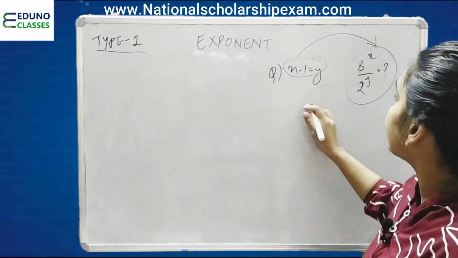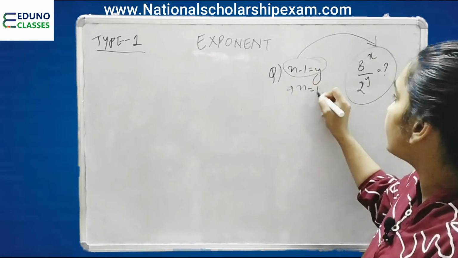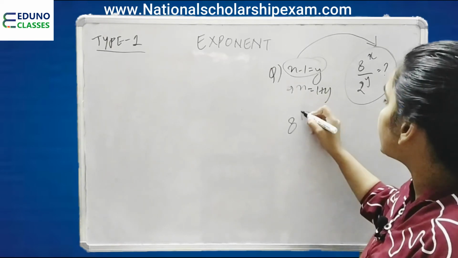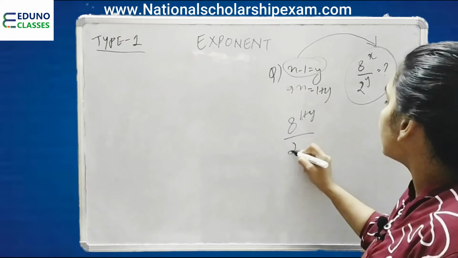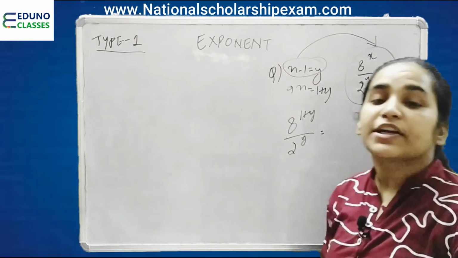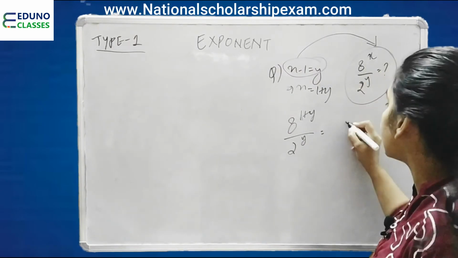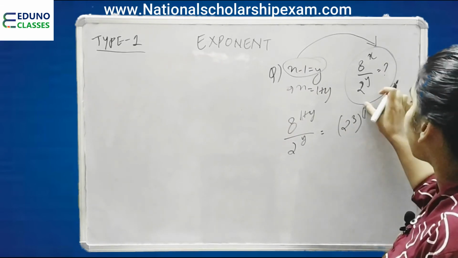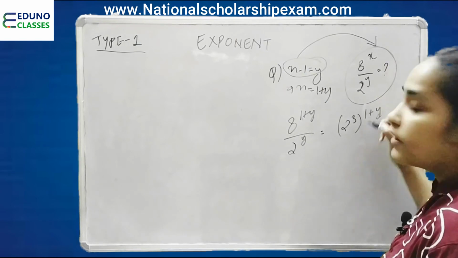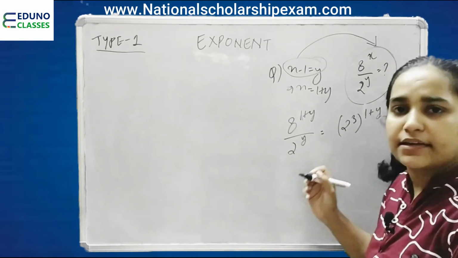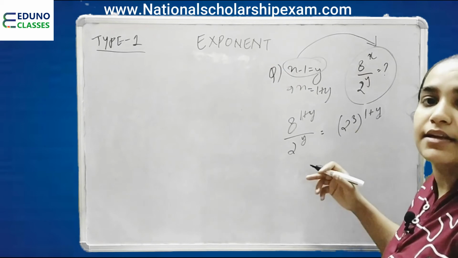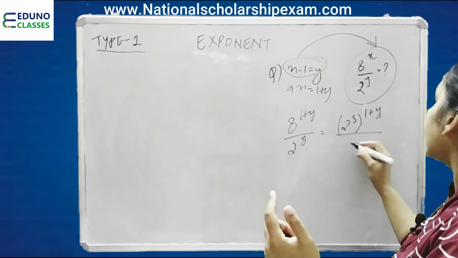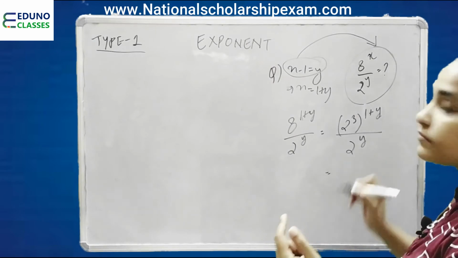We know x is equal to, from here, x is equal to 1 plus y. So just replace it: 8 to the power x, which is 1 plus y, upon 2 to the power y. And we know what 8 is. 8 is 2 to the power 3, and then the bracket 1 plus y. This is again in bracket. This is something together. You can write it in a bracket or you may not, that's up to you. But it's one term. 1 plus y is one term. Okay. And then 2 to the power y.